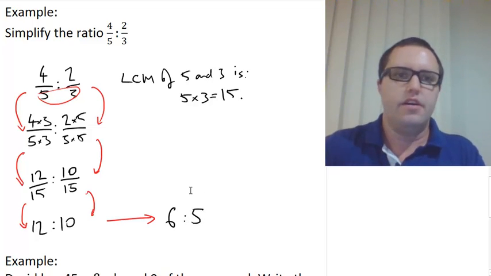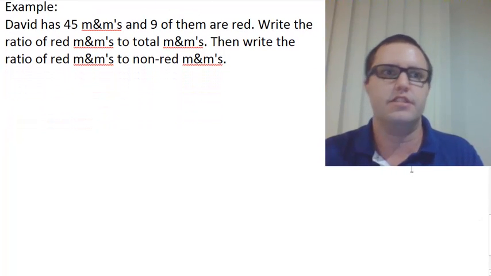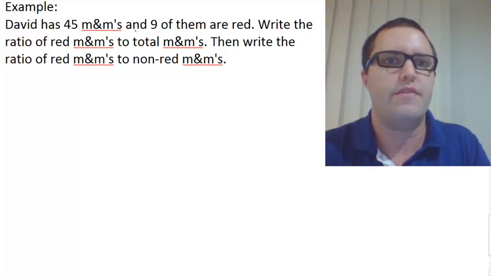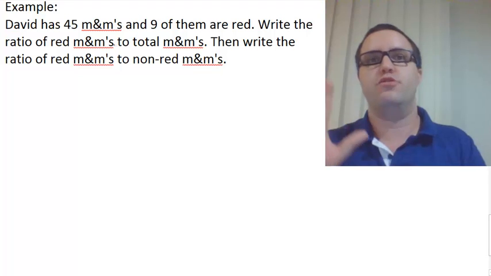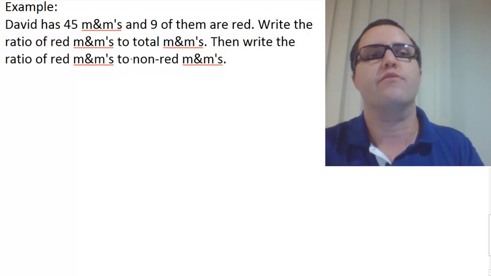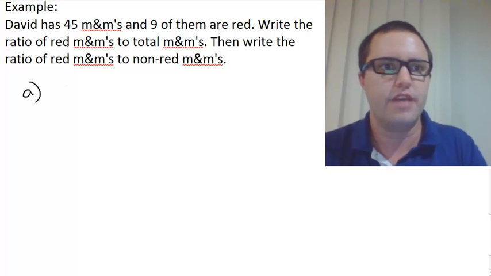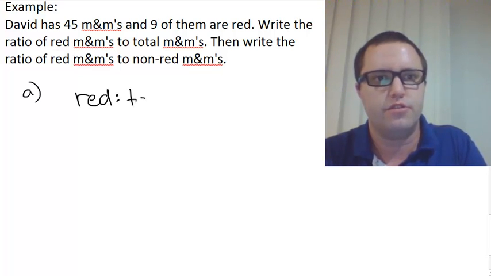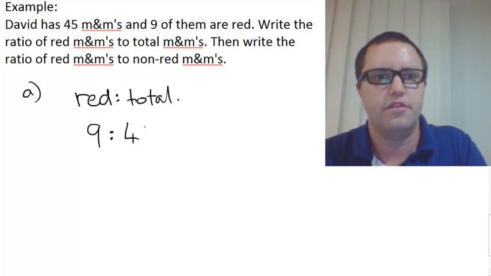Okay? Finally, an example that involves a real-world situation, if you're really weird about your M&Ms. David, who's obviously crazy, has 45 M&Ms and he's counted that 9 of them are red. You need to write the ratio of red M&Ms to the total number of M&Ms. Then finally write the ratio of red M&Ms to non-red M&Ms. So part A, we have to do the ratio of red is to total. Red M&Ms, there were 9. The total number of M&Ms, 45.